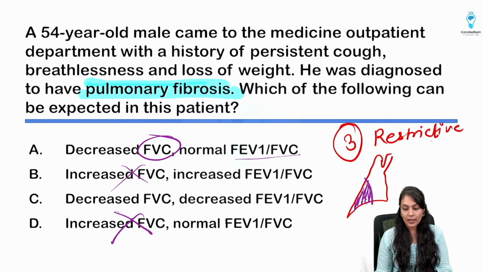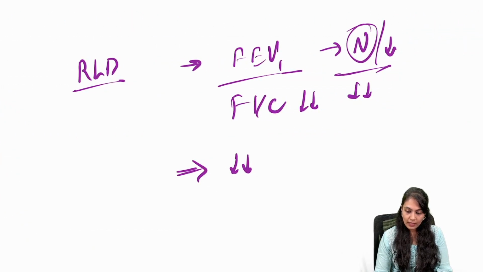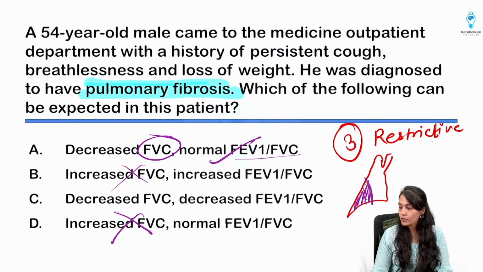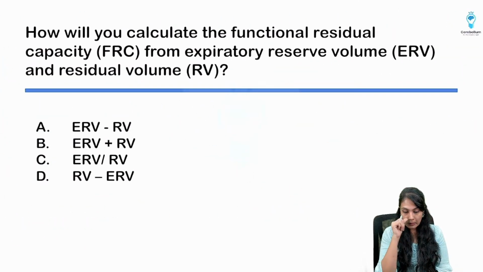Okay, and that's why over here both are going to decrease, right? The FVC is decreased, yes, and the FEV1 is either normal. So yes, the ratio is not going to decrease. The answer is going to be A over here. Varun, you gave answer D. Why? FVC is not going to increase in pulmonary fibrosis. Yes, the answer is going to be A over here.